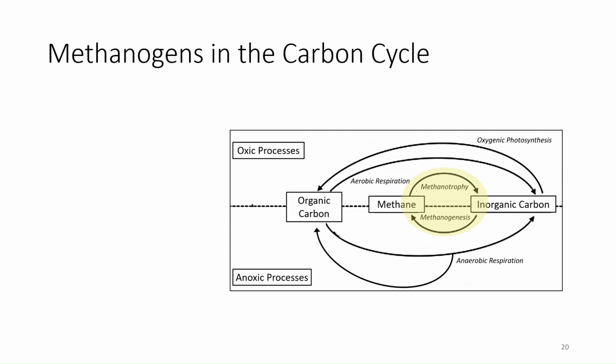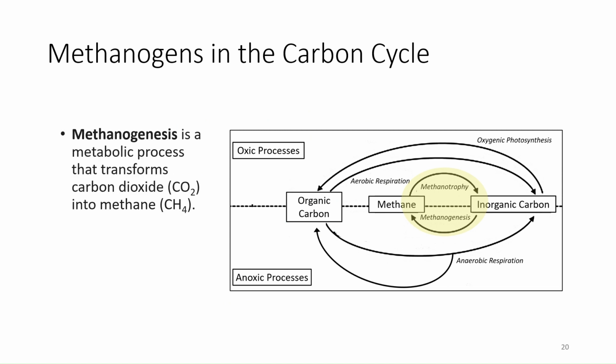Here's methanogenesis. Genesis means to create. So this is a metabolic process that creates methane by transforming carbon dioxide into methane. And if we look at this chemical reaction, the number of oxygens to carbon have gone down. So this isn't oxidation, this is reduction. And also the number of hydrogen goes up. And so this confirms that we're getting a very strong reduction here.